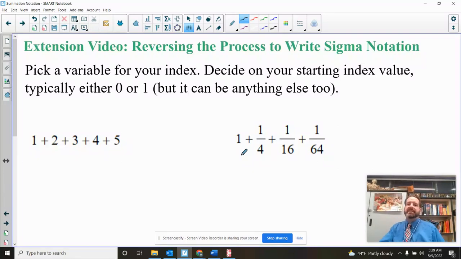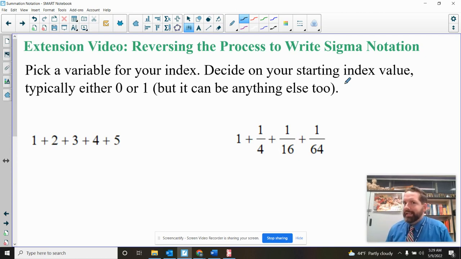So this is an extension video, not required for the power assignment, but it may show up on your portfolio and be useful in classes going forward. The question is, okay, you can take sigma notation and write out and calculate the sum. Can you work it in reverse? Can you, given a sum, write out appropriate sigma notation?